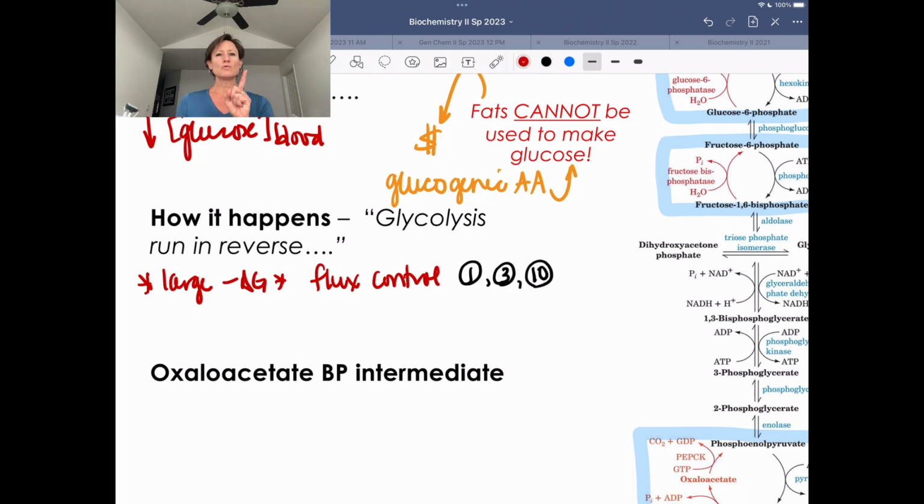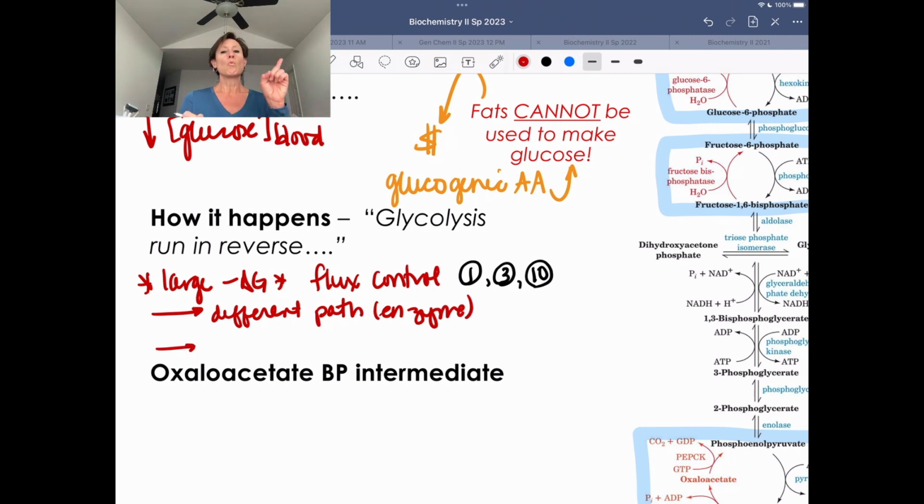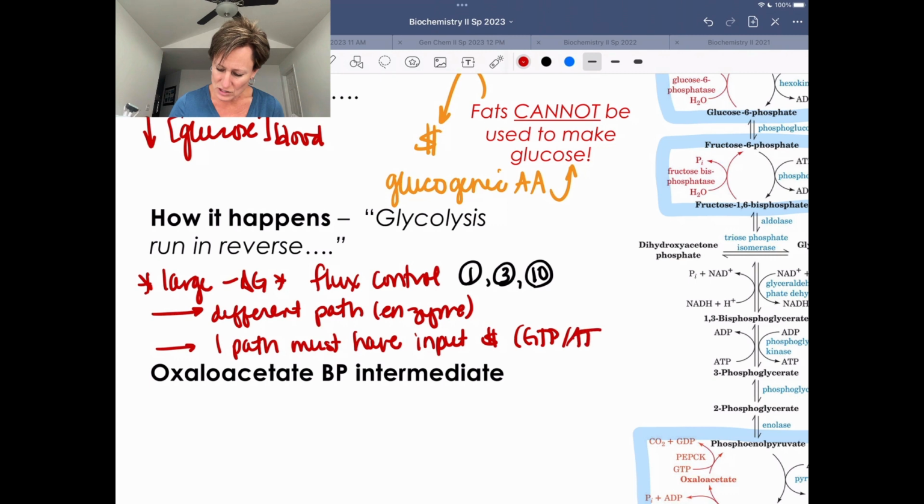So we can say that gluconeogenesis is really glycolysis run in reverse, but what we really need to think about is that it's all steps but 3 run in reverse, because if we have a step that has a large negative delta G and we want to reverse it, we have to have a different path. So a different path, which in this case means a different enzyme. And importantly, one of those paths must have the input of energy. And as we're going to see, that's in the form of either GTP or ATP.